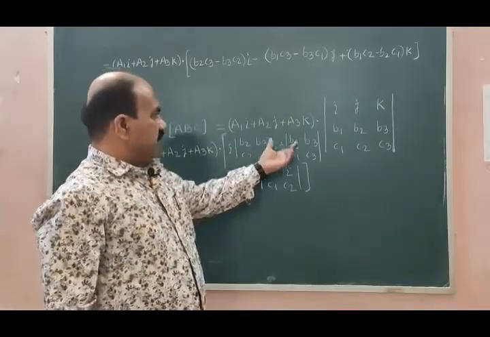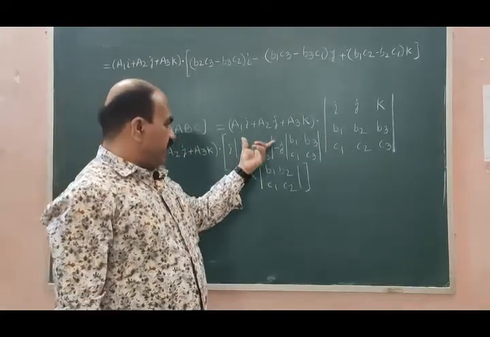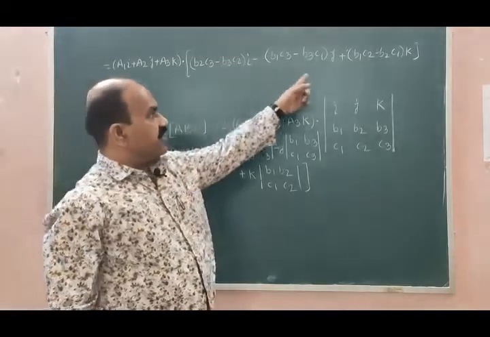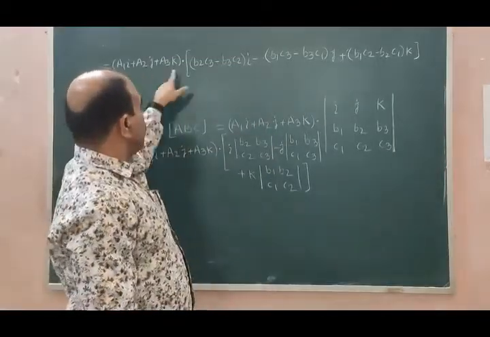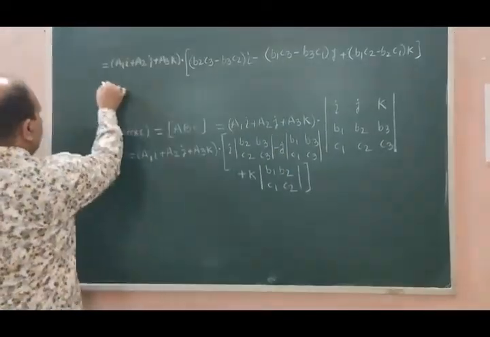So, this determinant gives B cross C. B cross C is this, A dot B cross C. B cross C is found here. This is A dot, this is B cross C. This is further.